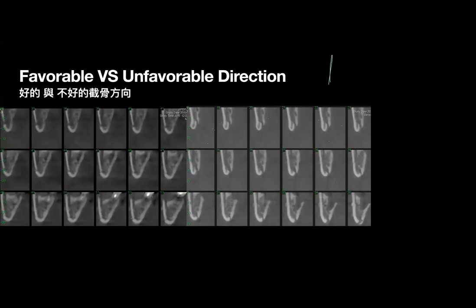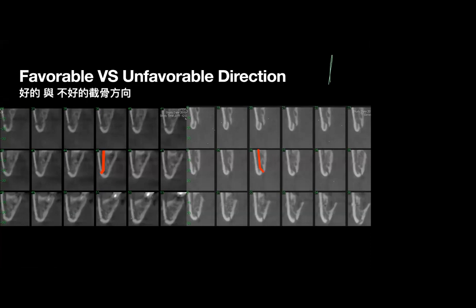And for this case, just compare the left-hand side, which is the case today, with the right-hand side, which I selected from some other case. So here it shows you the favorable direction and the unfavorable direction. The left-hand side is relatively an unfavorable direction, where the sagittal cut is a bit tilting buccally, or a bit tilting outward. And then it's easy to fracture like the pattern I created.